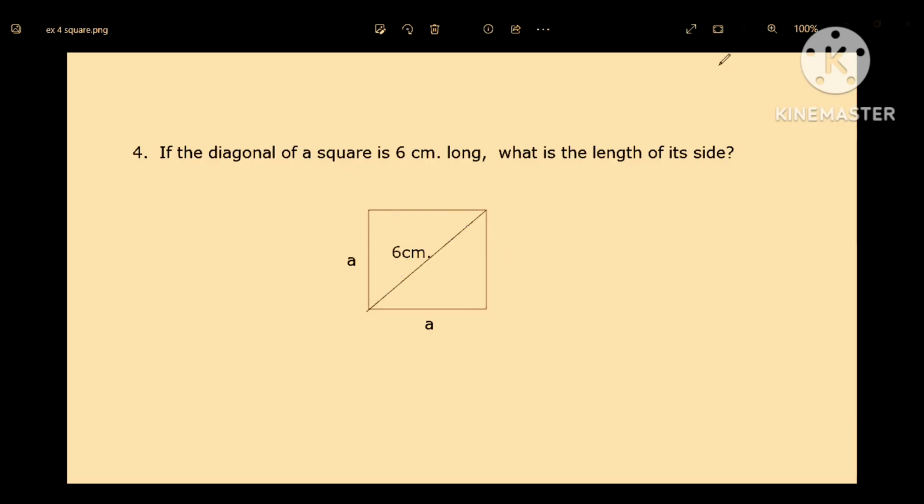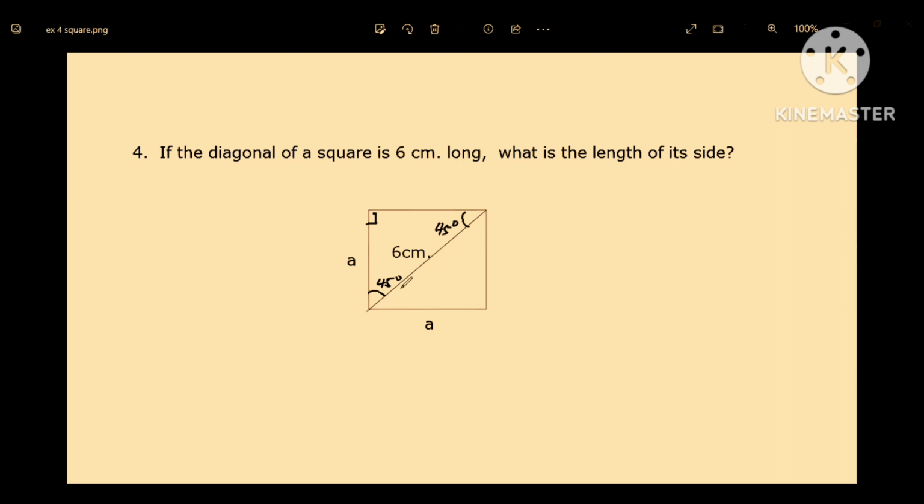Okay, number 4, last number. If the diagonal of a square is 6 centimeter long, what is the length of its side? Now, we know that a square has 4 equal sides and 4 right angles, no? And so when we put a diagonal, this diagonal serves as an angle bisector. So that makes this angle equal to 45 degrees. And also this one, no? And so we form a 45, 45, 90 right triangle.